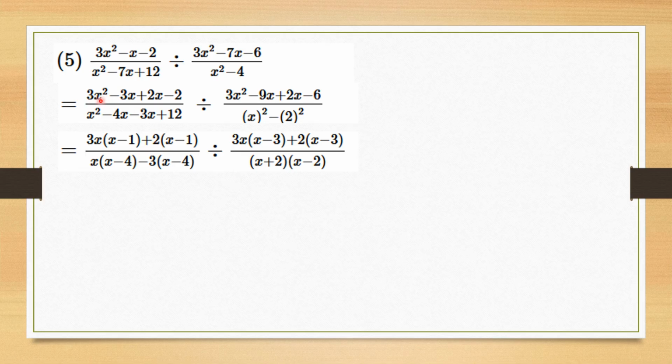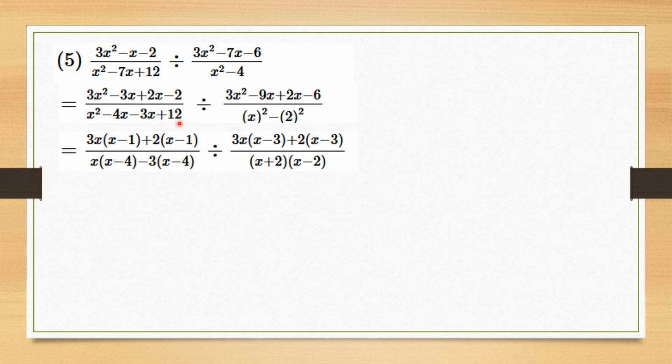In the next step, look at the numerator. In the numerator, from the first two terms, we have taken 3x common, and inside the bracket we are left with x minus 1. In the next pair, we have taken 2 common, and inside the bracket we have x minus 1. Similarly, in the denominator, from the first two terms, if we take x common, inside the bracket we are left with x minus 4.